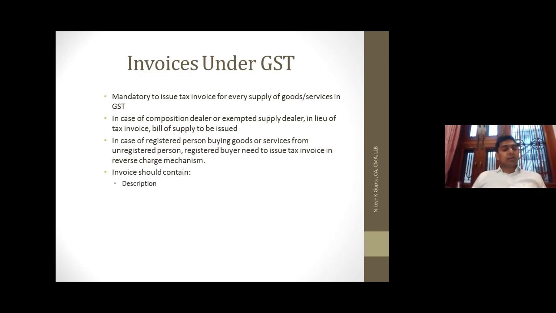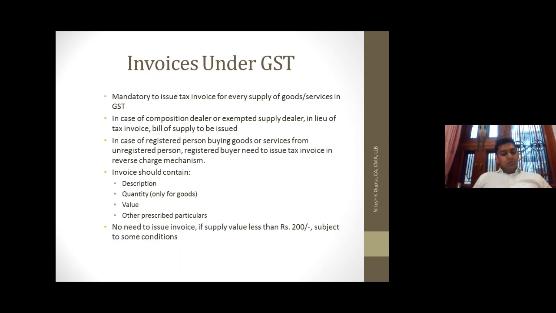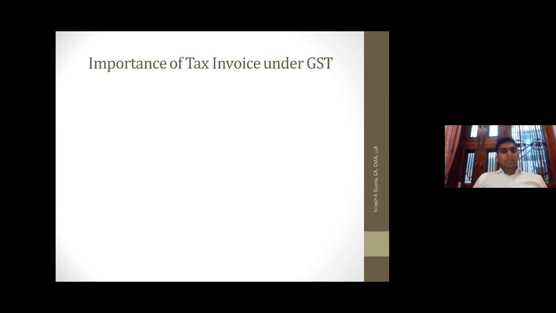What all things should an invoice contain? Description, quantity only for goods because services don't have quantity, value, and other prescribed particulars. So what are the other things? We will talk about what all the prescribed particulars are. You don't need to issue an invoice if the supply value is less than 200, subject to some conditions. So for more than 200, you must issue an invoice. For less than 200, you need not issue any invoice.